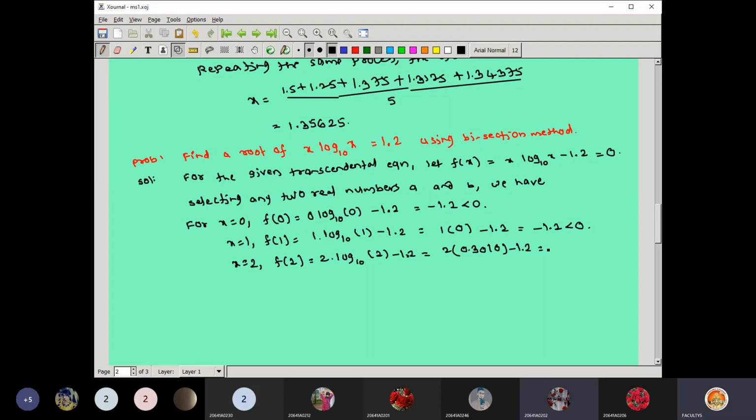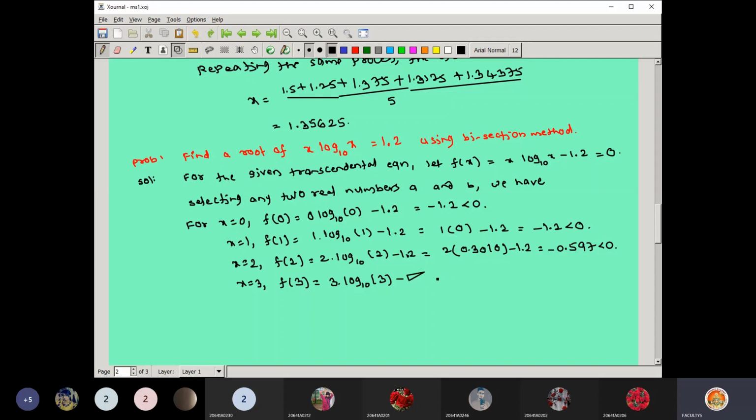Can you tell the answer? Minus 0.59. Again minus? Minus 0.597. So again you are getting it is less than 0. Again you are getting a negative value. So better you go for the next value. We should get the opposite sign. f of 3 that is equal to 3 logarithm of 3 minus 1.2.